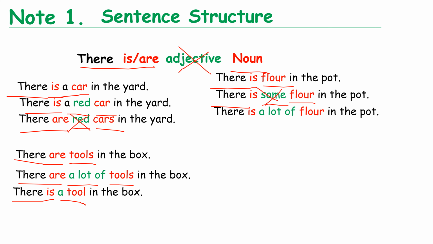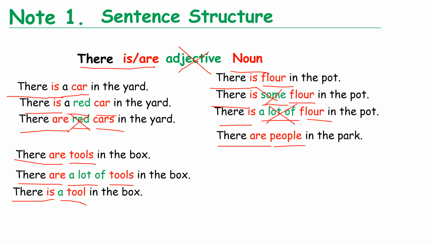So some plays no role in determining the expression there is. There is a lot of flour in the pot. Once again, we have an adjective that comes in between the noun and the expression there is, and it plays no role in determining the expression there is because we still have a noun that's uncountable and singular. There are people in the park. Here, we have a noun that comes right after the expression there are, and we say there are because people is a plural noun.